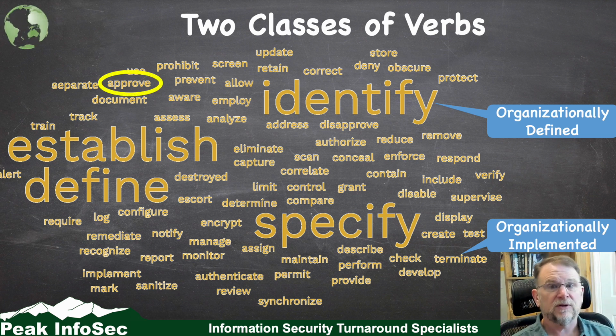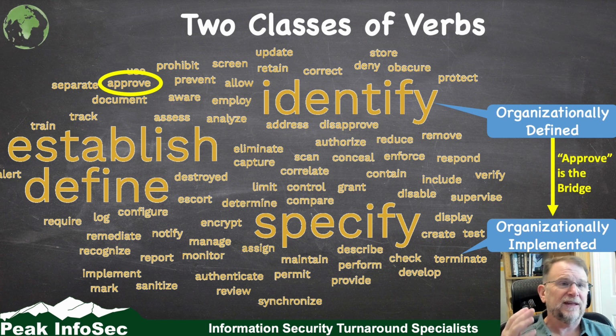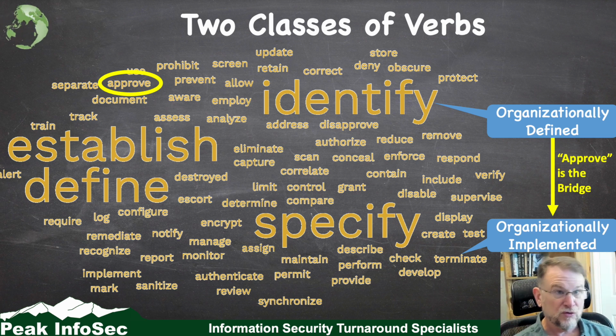Unfortunately, what's going on within the ecosystem, people are forgetting the verb approve. This is popping up in a lot of JSVAs and non-voluntary audits and even gap assessments that we're doing as a C3PAO. Now, the reality is approve is that bridge from when you're defining something to your implementation. If that bridge ain't there, your implementation is not going to be compliant.